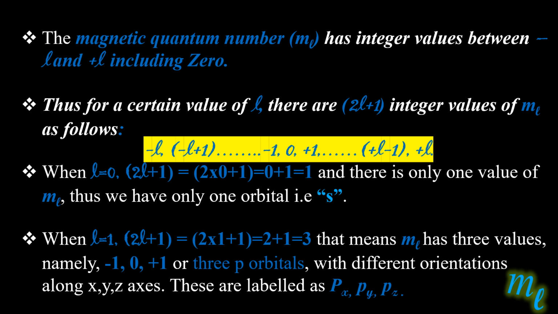When L is equal to 0, see here children, if you substitute that L value into 2L plus 1, how much will you get? 1 you will get. There is only one value of ML, thus we have only one orbital, that is S. Only one value, right? Now, when L is equal to 1, again substitute, you will get 3. That means ML has 3 values, namely minus 1, 0, plus 1, or 3 orbitals with different orientations along the XYZ axis. These are labeled as Px, Py and Pz.